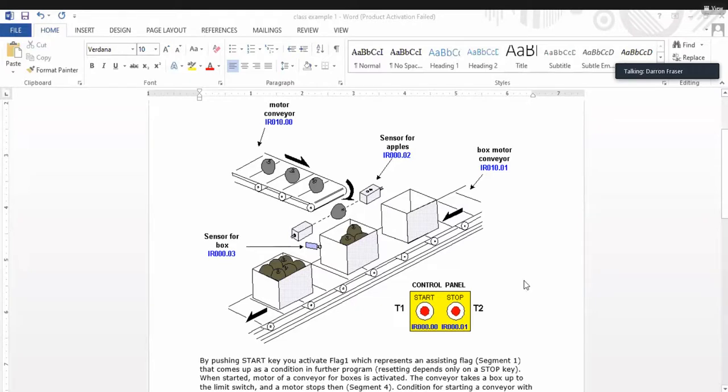All right. So write down that our inputs are a box sensor, Apple sensor, start and stop. All right. We can identify what our outputs are.